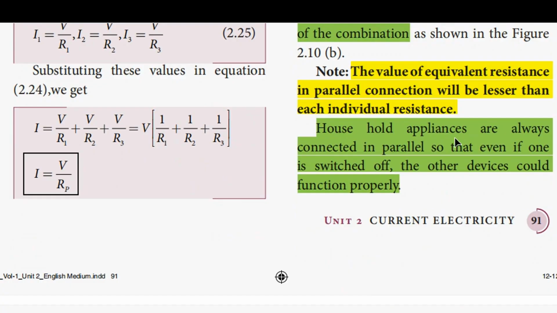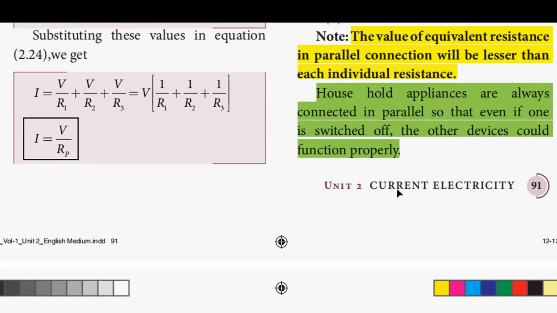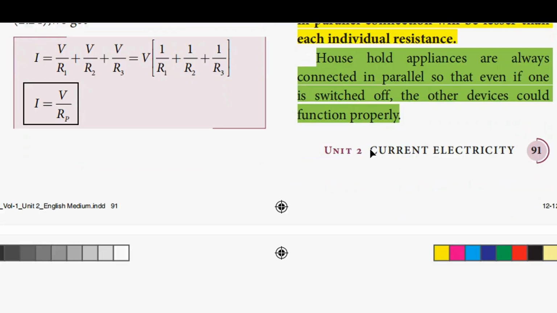The household appliances are always connected in parallel, so that even if one is switched off, the other devices could function properly. So in the household electric connections, we are following only parallel connection.